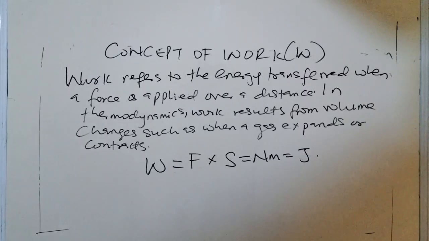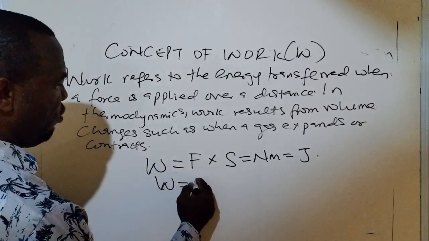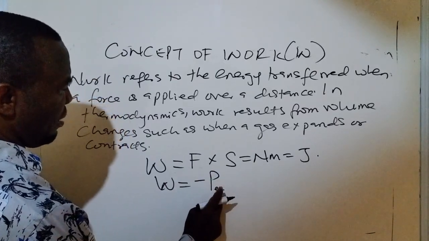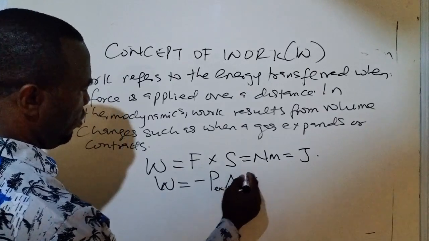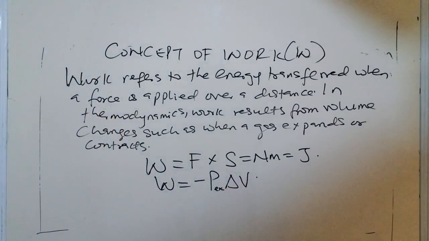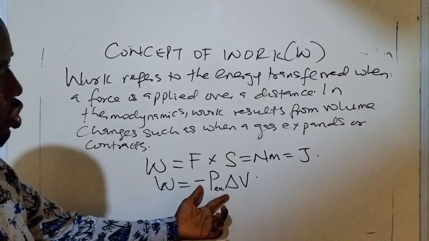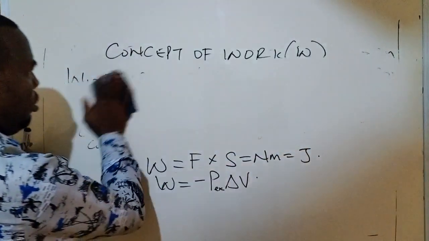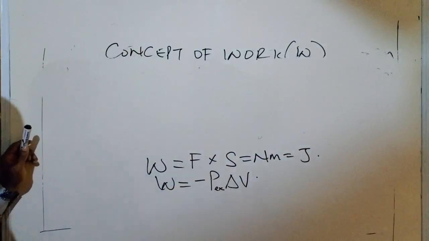So in chemical thermodynamics, work can be defined by the formula w = negative P times delta V, where P means external pressure and delta V is the change in volume. So the two equations boil down to the same thing. So look at this equation. How does this equation explain work? This second equation and the first one, are they equal?